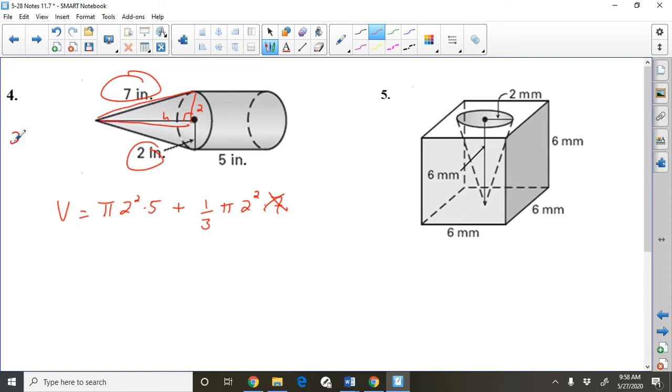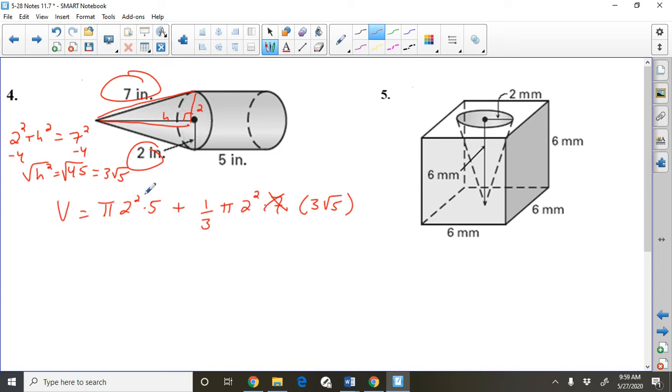I'm going to use the Pythagorean theorem to find the height of the cone. This is 4. I'm going to subtract. I get that the height squared is 45. Take the square root of 45, and you get 3 square roots of 5. That is what I need to plug into the formula. Be careful. I obviously just almost missed that.